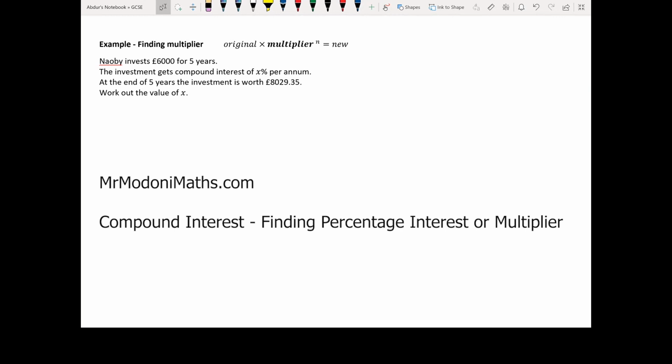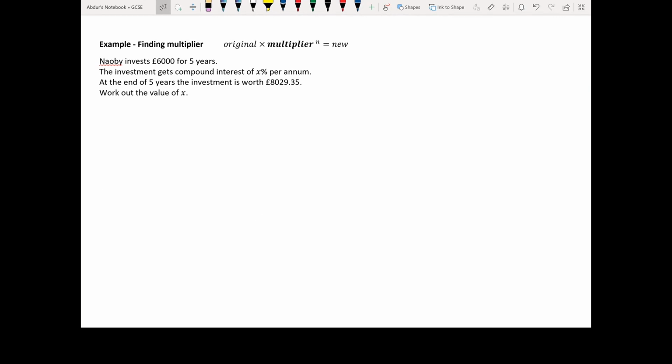In this example of a compound interest question, we're looking at finding the multiplier. The multiplier is the unknown. The question reads, Naomi invests £6,000 for 5 years. So we actually know that £6,000, what they're investing, is the original amount. So I'll just go and annotate that. This is my original.